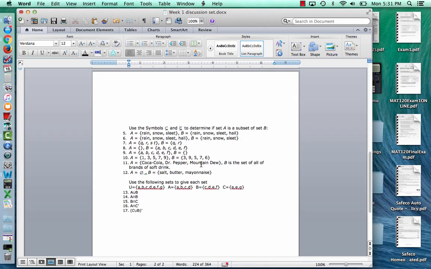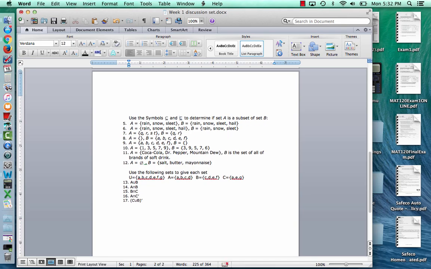Okay, next group. So this is set theory. This is chapter 2 stuff, 2.1 through 2.3. The first, let's see here, 5 through 12. It says use the subset symbol or the not a subset symbol. This slash through it basically says it's not a subset, to determine if set A is a subset of set B. It's going to be a little bit easier for me to just verbally describe these. I'm going to just say yes or no.